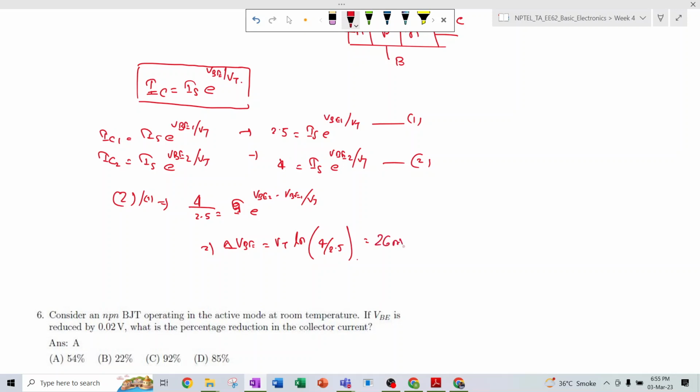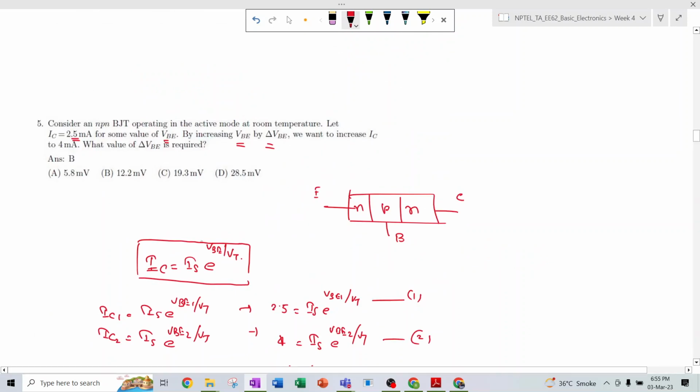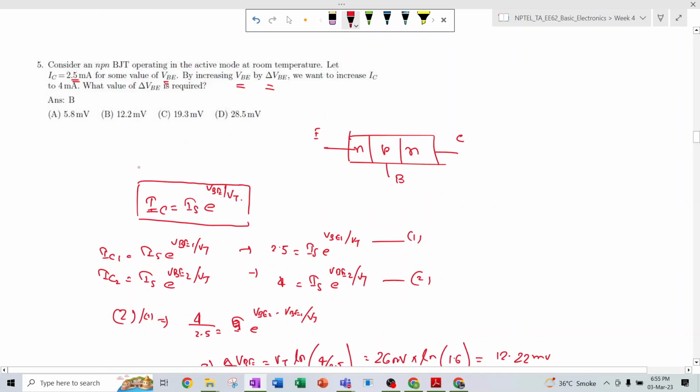VT is 26 millivolt at room temperature. 4 divided by 2.5 is 1.6, so it is ln 1.6. ln 1.6 into 26 comes out to be 12.22 millivolt. So that means if we increase delta VB to 12.2 millivolt, then the IC value will increase from 2.5 milliampere to 4 milliampere.